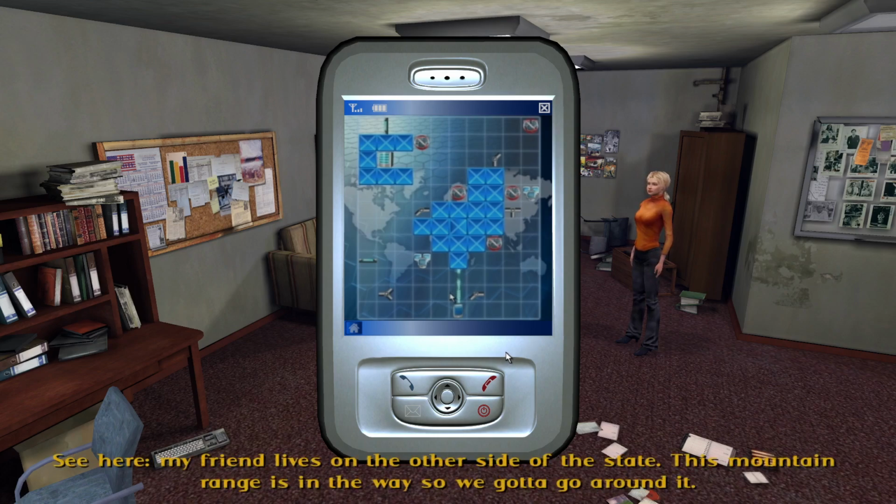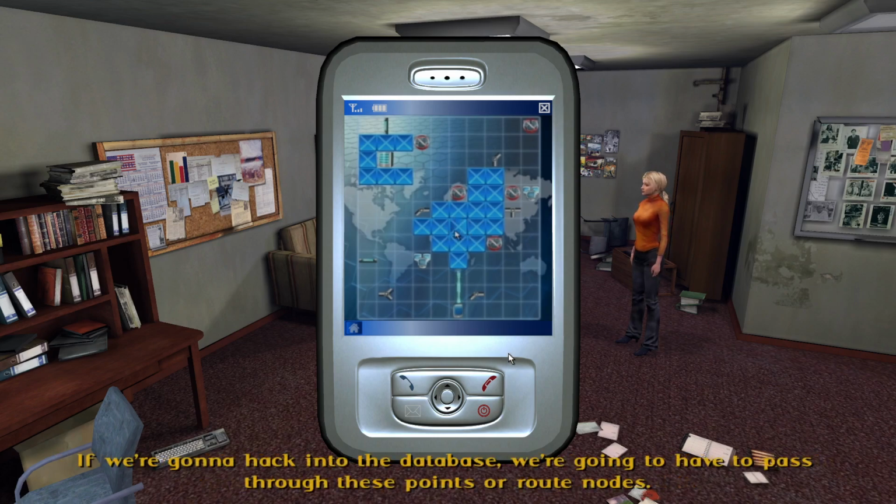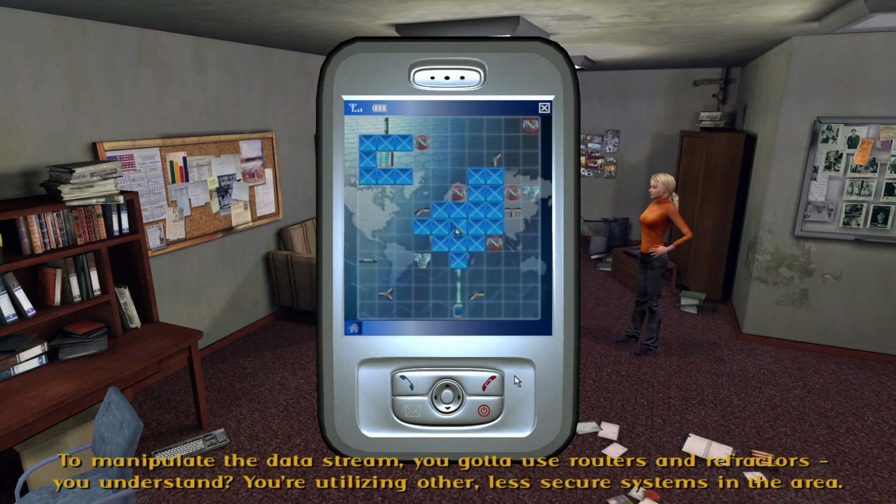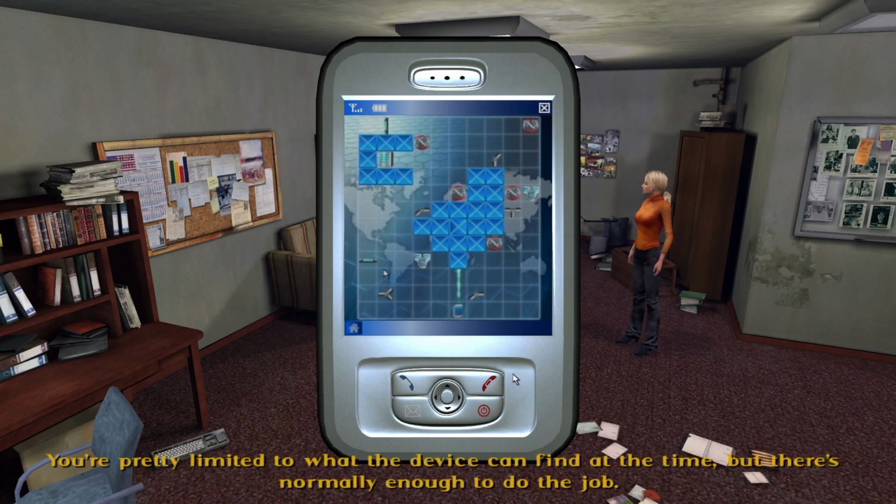See here, my friend lives on the other side of the state. This mountain range is in the way, so we gotta go around it. If we're gonna hack into the database, we're gonna have to pass through these points, or root nodes. They disguise the data stream from your PDA so you don't get found out. To manipulate the data stream, you gotta use routers and refractors. You understand? You're utilizing other less secure systems in the area. You're pretty limited to what the device can find at the time, but there's normally enough to do the job.